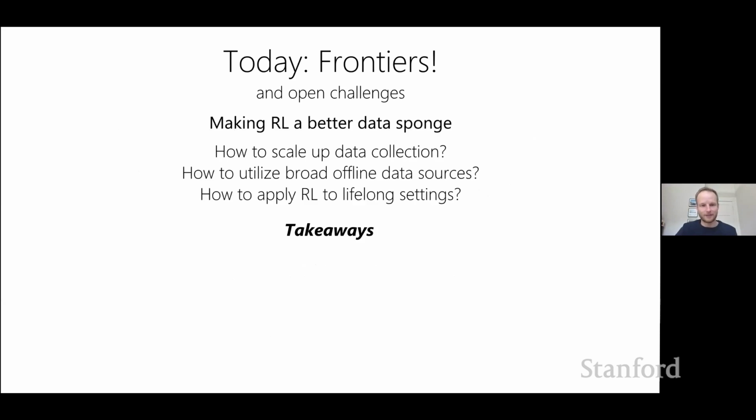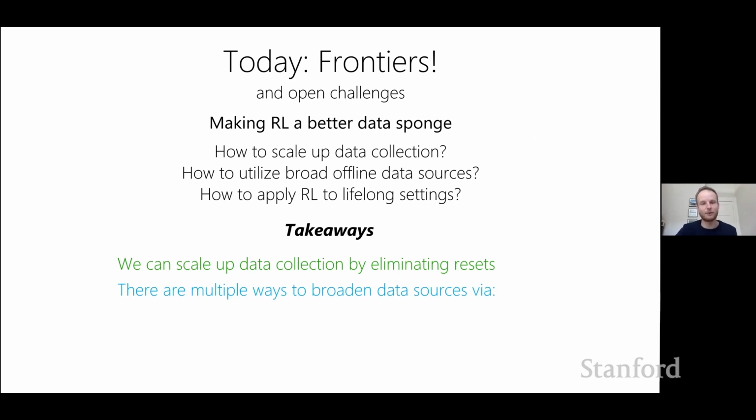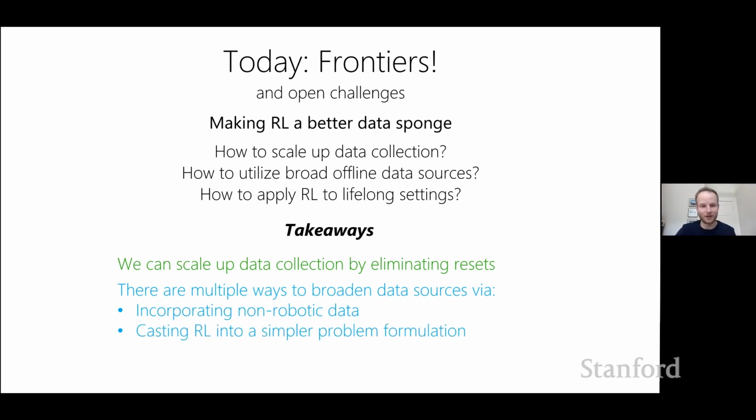So there are a few takeaways that we could draw from this. We can scale up data collection by eliminating resets, and it's important also to keep in mind, as Archit pointed out in the chat, that by making reinforcement learning more autonomous, there are many more advantages than just scaling up data collection. And then there are multiple ways to broaden data sources via, for instance, incorporating non-robotic data such as human videos in the wild, or casting reinforcement learning into a simple problem formulation. And then we can also extend reinforcement learning to lifelong settings by retaining experiences.